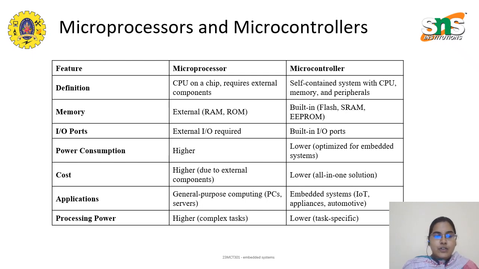For a crisp comparison of microcontroller and microprocessor, first the definition: a microprocessor is a CPU on a chip which requires external components, whereas a microcontroller is a self-contained system with CPU, memory, and peripherals. Coming to memory, a microprocessor needs external memory, whereas a microcontroller has inbuilt memory. For input output ports, a microprocessor needs external input output interfacing, whereas a microcontroller has inbuilt input output ports. Coming to power consumption, a microprocessor has higher consumption, whereas a microcontroller has lower consumption and can be optimized according to the embedded system.